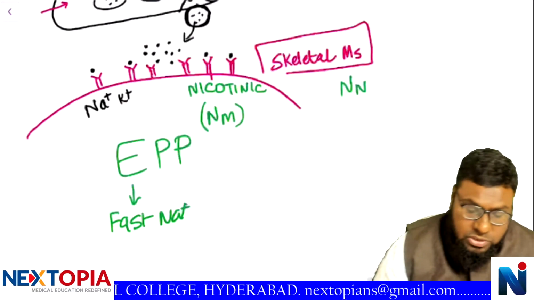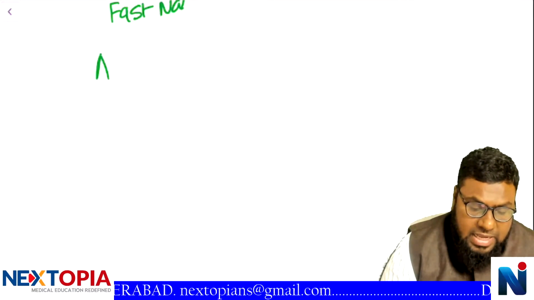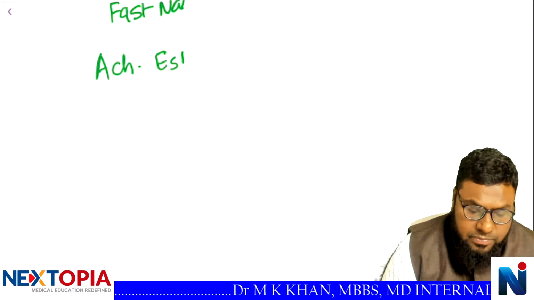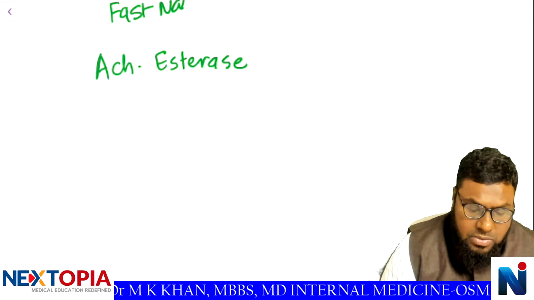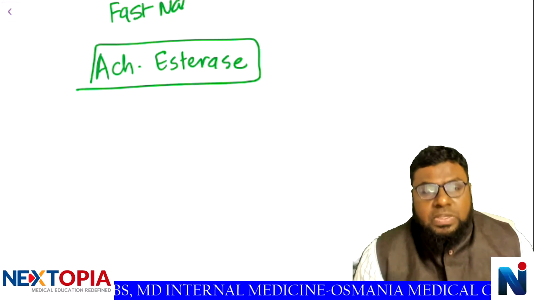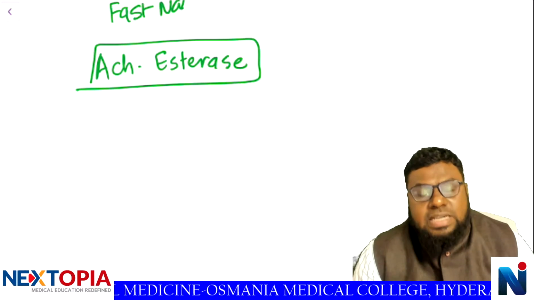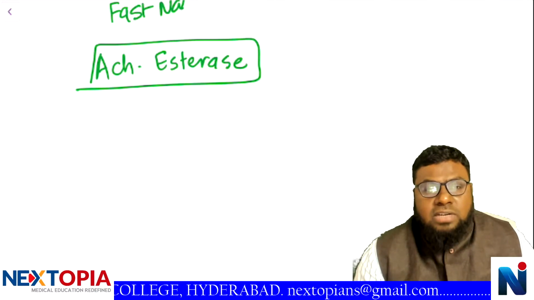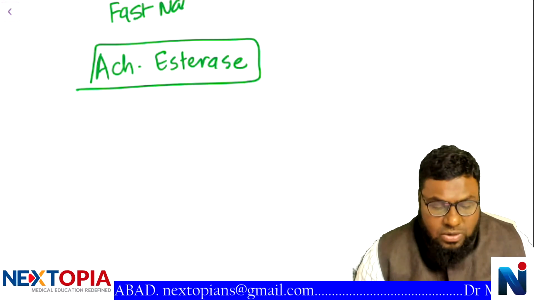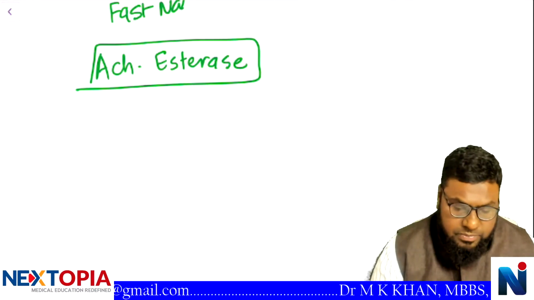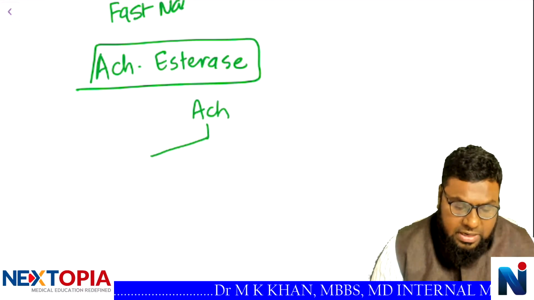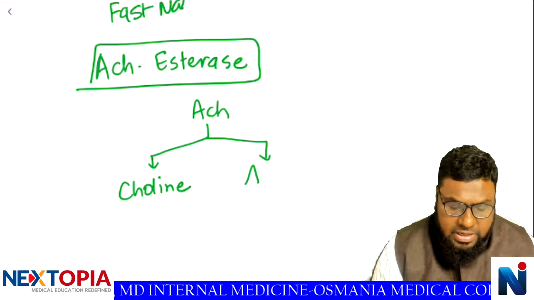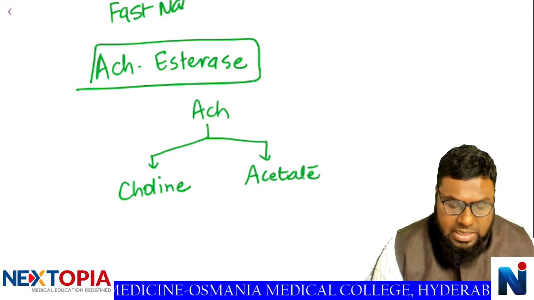So what stops the action of acetylcholine? There is an enzyme which degrades this acetylcholine. We call it acetylcholine esterase. This acetylcholine esterase enzyme, present in the postsynaptic membrane, blocks the acetylcholine from acting further. It converts the acetylcholine to choline and acetate.